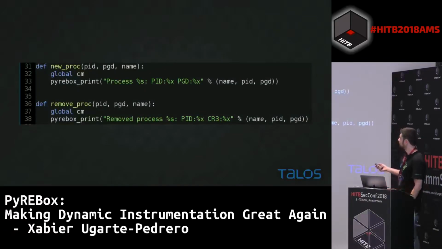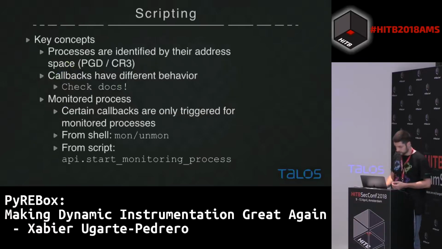This is an example of two callbacks, for process creation and process removal, the ones I showed you before. Each callback receives some arguments depending on the nature of the callback. In this case, it receives the process ID, the PGD, which refers to the address space of the process, the CR3 register, and the name of the process. Also, there are some key concepts.